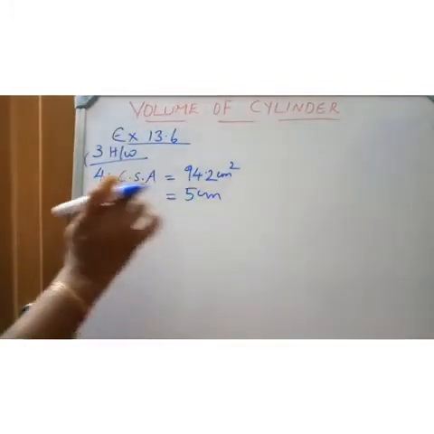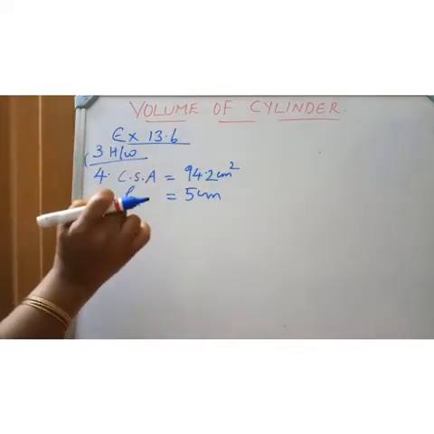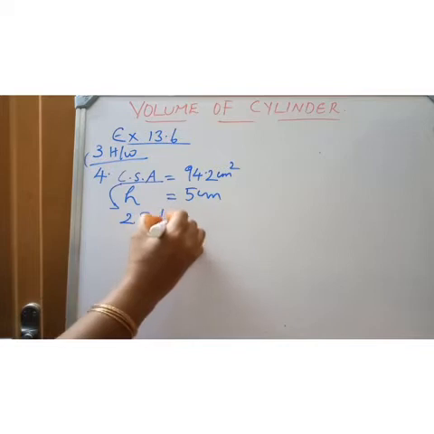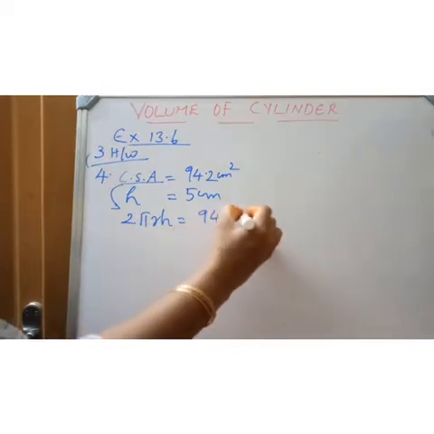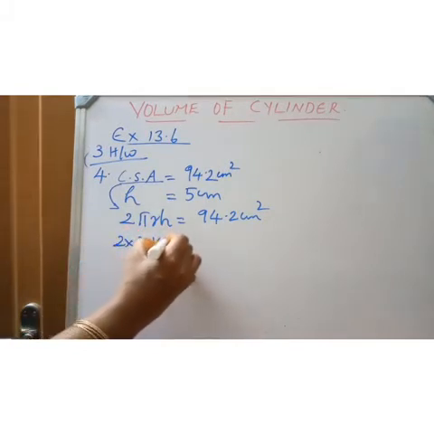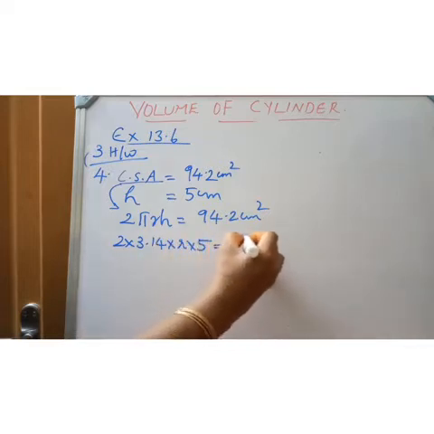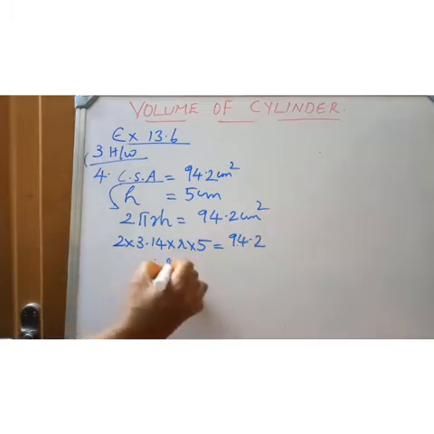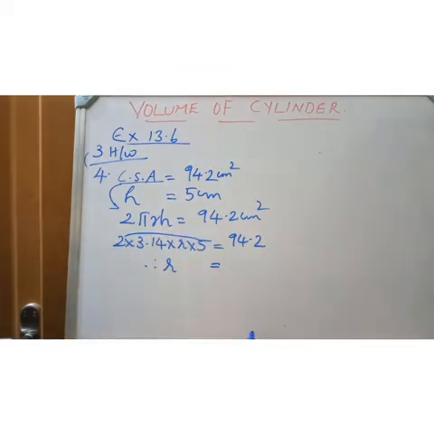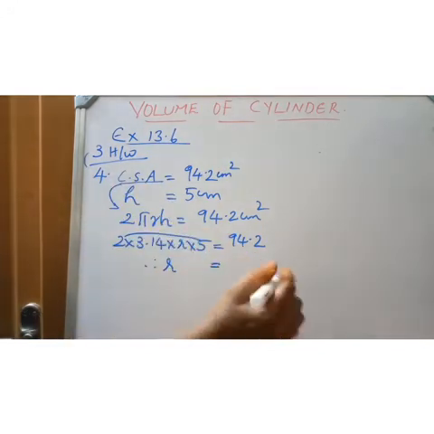So they didn't give the value of r directly. For finding the value of r, they have given the curved surface area. So what is the curved surface area of a cylinder formula? 2 pi rh. So we can write curved surface area 2 pi rh is equal to 94.2 centimeter square. Okay. 2 into 3.14 into r into h, 5, equal to 94.2. Therefore, r equal to, 2 5s are 10. 10 into 3.14, what will you get? 31.4.